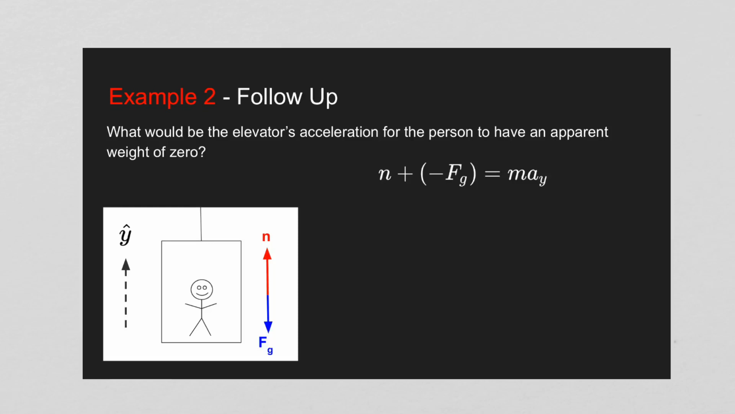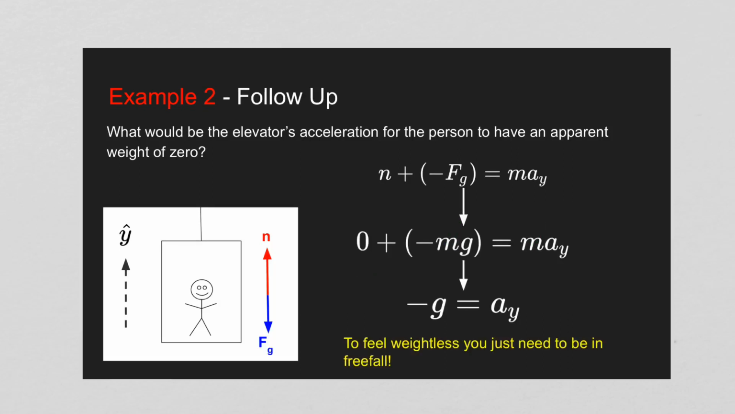So how fast would you have to accelerate downward to feel weightless? Well, let's try it out. All right, so I want no normal force. That would be the condition for weightless. Wait, let's cancel out those m's. Oh, if I accelerate downward at negative g, negative the acceleration of gravity, I feel weightless. I just need to be in free fall. And that's what happens inside space shuttles, or if you've ever been on a carnival ride where they just drop you. If you're in free fall, you feel weightless.